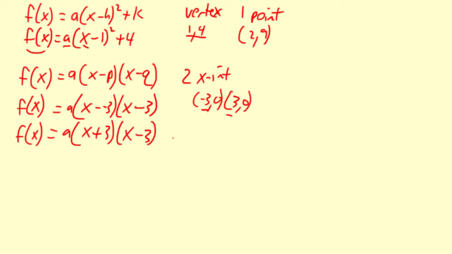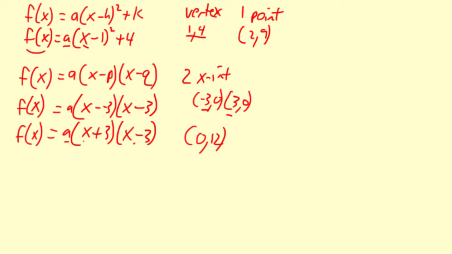So then you need one other point to solve for this a value. So if you're given the point, say, 0, 12, you could put the 0 for the x and the 12 for the y, and that would have you solve the a value, and then you would have your function. So if you're given the vertex, you need 1 point. If you're given the two x-intercepts, you need 1 point. And then you can determine the function that fits those points.